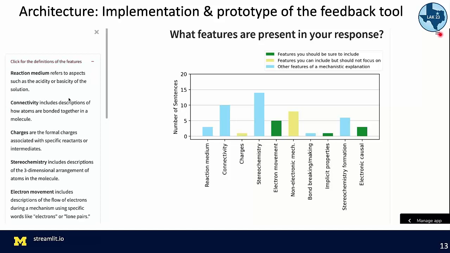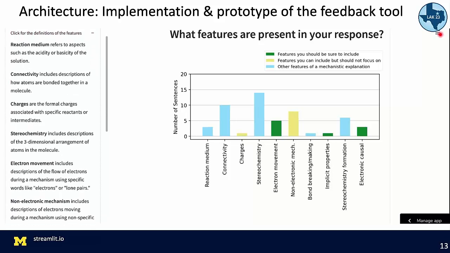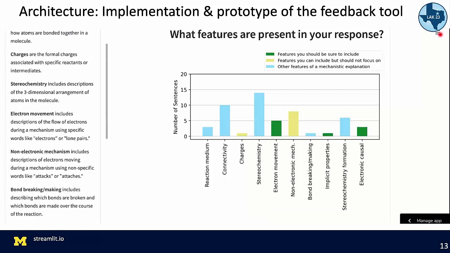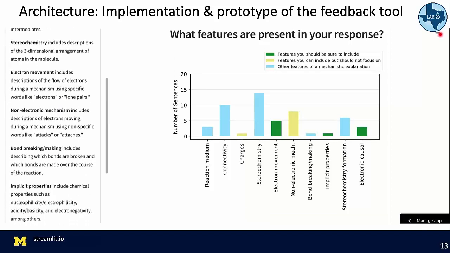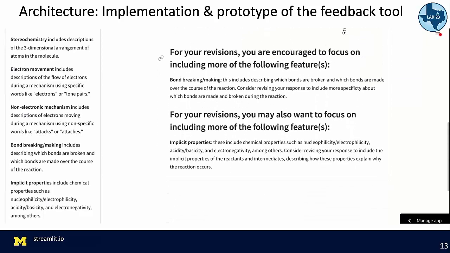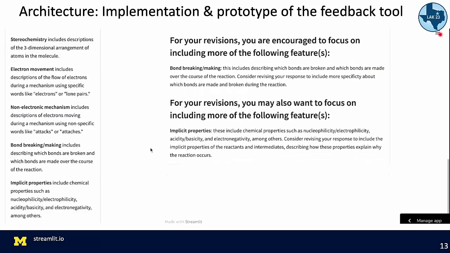Okay, and then on the sidebar there, students can expand and get definitions of all of these features in case they aren't quite sure what they represent, so that they can understand more specifically what these are looking for in their writing. And then students can scroll down finally and see tailored suggested feedback based on their response.